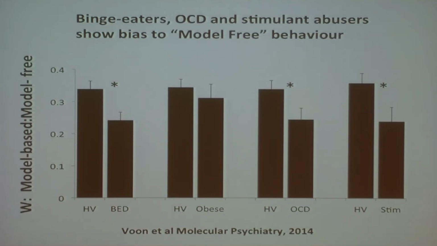Valerie Voon and I and others have used this same parameter, this proportion of habit-based to goal-directed behaviours. The lower the score, the more habitual, the higher the more model-based, in a range of different pathologies as well as healthy volunteers. These are binge eating disorders, obese subjects, OCD and stimulant abusers. And you can see in 3 of these groups, not the obese, this drift towards habit-based processing. So there is this propensity, even with this abstract task, to use habit-based strategies in these groups. Okay.